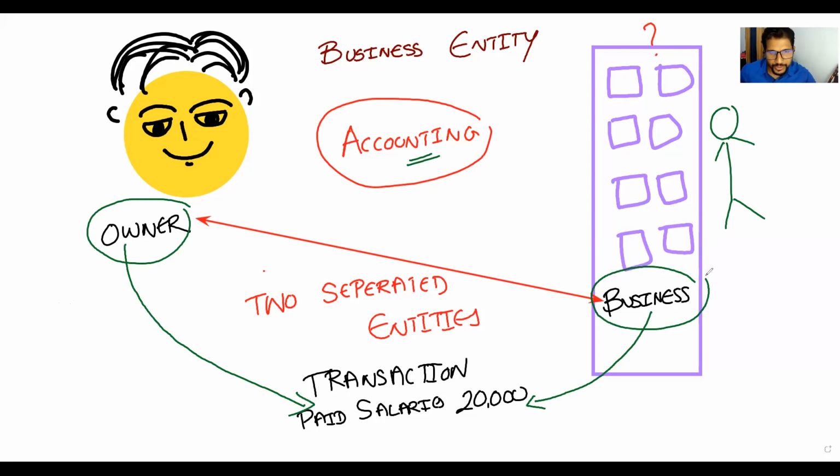Do you know, in accounting, we can use only one perspective. And do you know what it is? In accounting, we never use the owner's perspective. We never recognize transactions from the owner's viewpoint.